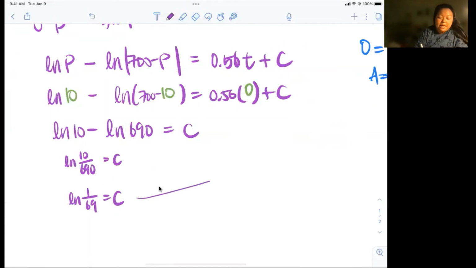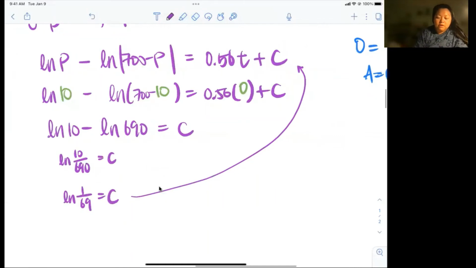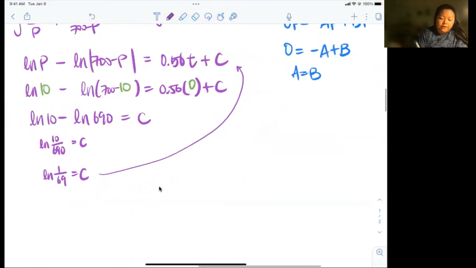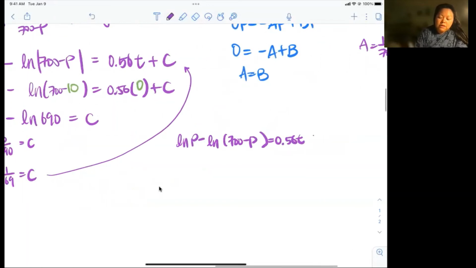So now I'm going to plug that back into my equation because I've solved for c. And remember, we're going to rewrite our equation, right? So natural log of p minus natural log of 700 minus p equals 0.56 t plus natural log of 1 over 69. Now notice I put parentheses instead of absolute value because I know that 700 is my carrying capacity. So whatever population I have is going to be less than 700. So I have no worries that my natural log is going to be negative in the parentheses, because 700 minus any number smaller than 700 is going to be positive.